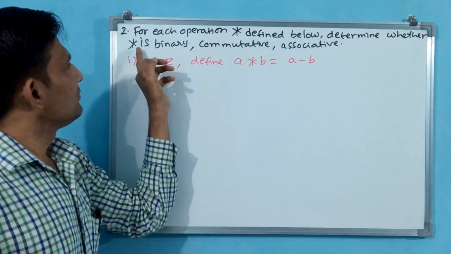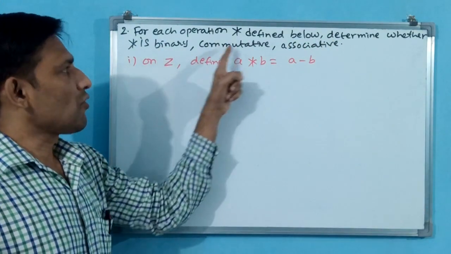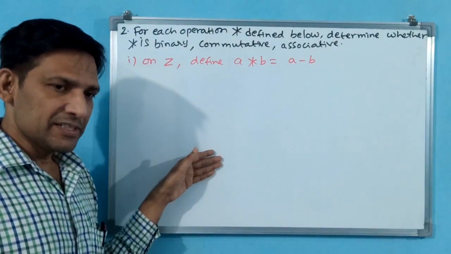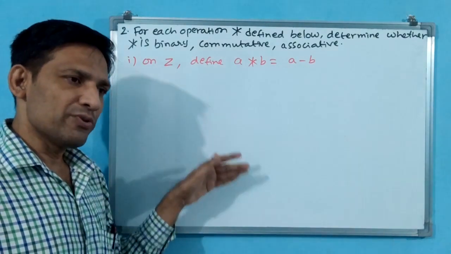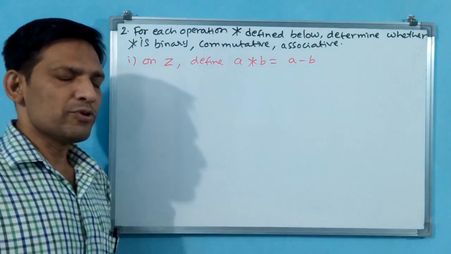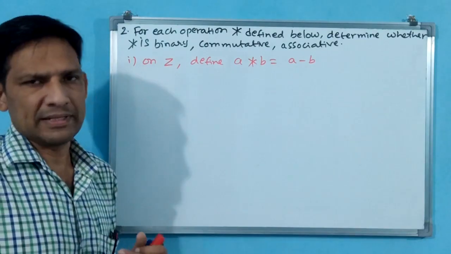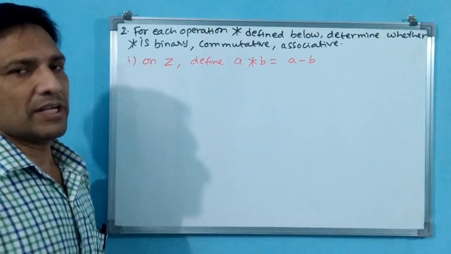Determine whether star is binary, commutative, associative. That means first of all we have to check whether it is binary. If binary, then you go for commutative and associative. If not binary, we need not go for commutative and associative, because when this is not a binary function, we need not go further. Like that, the question is there.